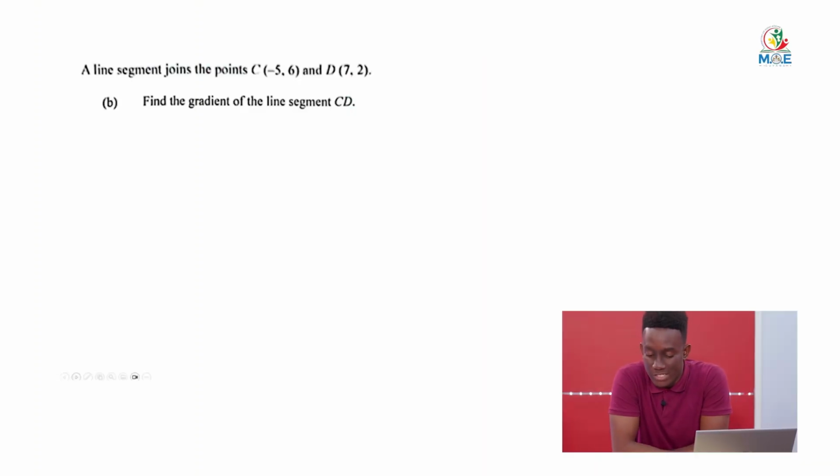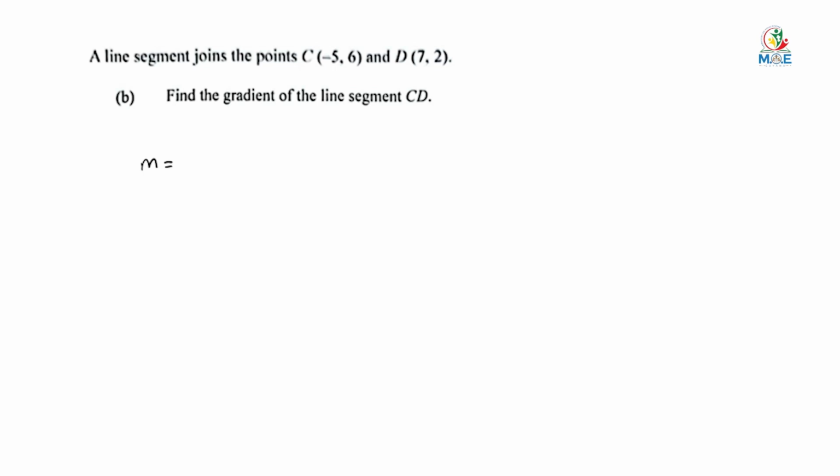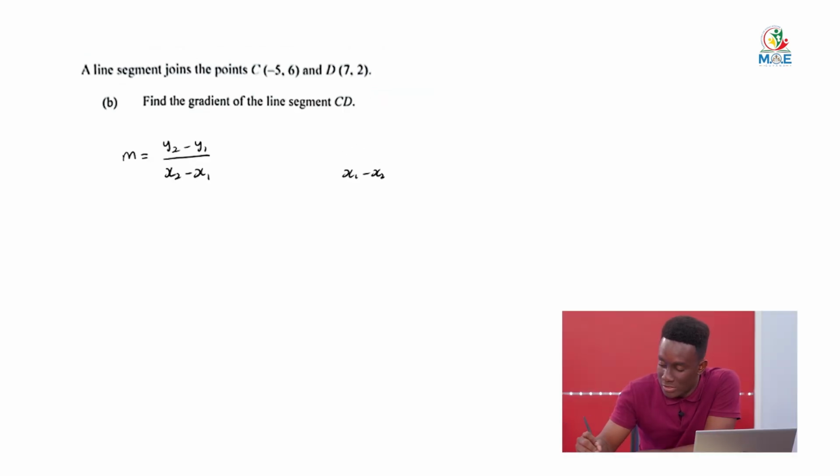The next question says, find the gradient of the line segment CD. To find the gradient, in this case the gradient would be represented by a small m. The gradient is the change in y over the change in x. So the change in y would be y2 minus y1, all divided by x2 minus x1, or it can be y1 minus y2 over x1 minus x2. It really and truly doesn't matter which one you put first.